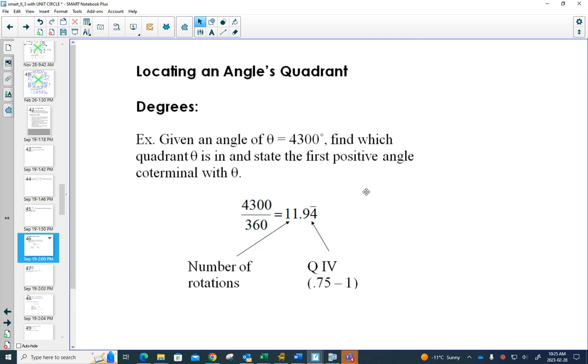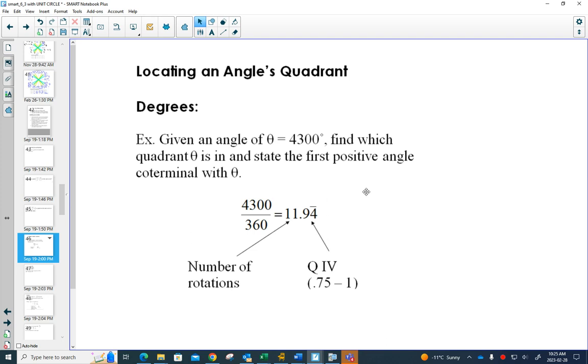So what we're doing here is we're starting off with 4,300 degrees, and we want to find out what quadrant it's in. We're going to do it both with a calculator and without, and then find out what its reference angle is, or what angle it's coterminal with.